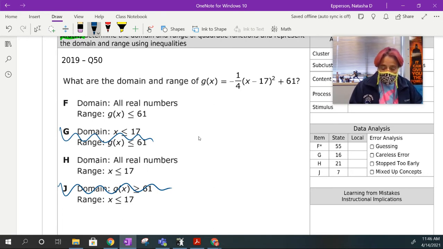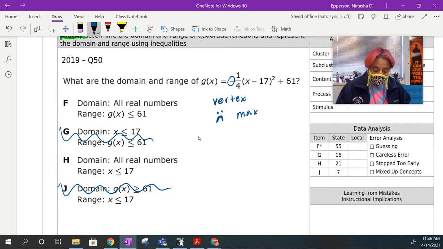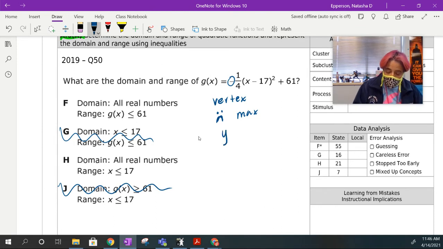Now, what I need to do is figure out what my vertex is. My vertex is going to tell me what my maximum or minimum height is. Now, this is a negative A value. I want to pay attention to my A value here when I'm looking at my maximum value. If my A value is negative, that means I have a sad parabola. So we're looking at a maximum value. So that means that whatever our value of y is going to be less than or equal to. Well, both of these answer choices, F and H, have a less than or equal to. So we're good on that.